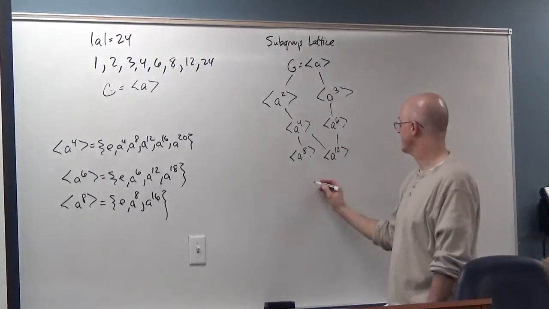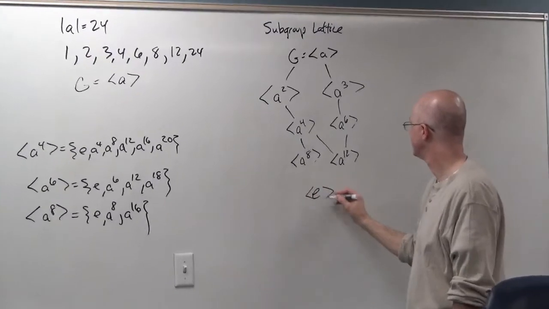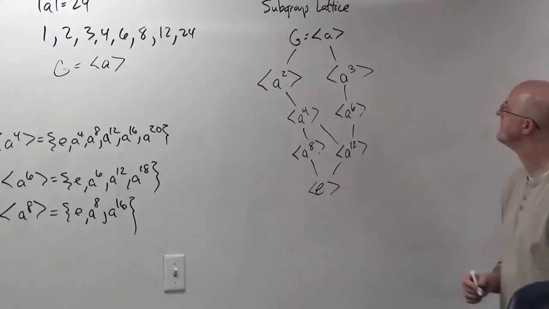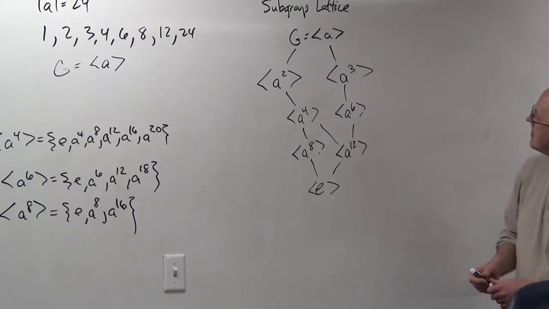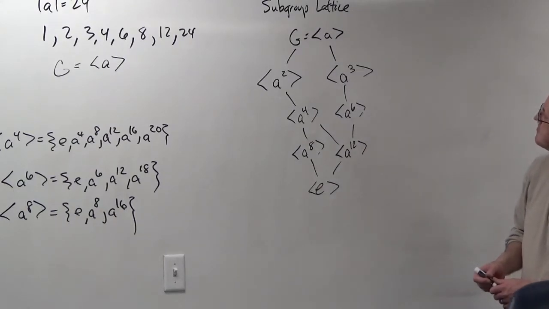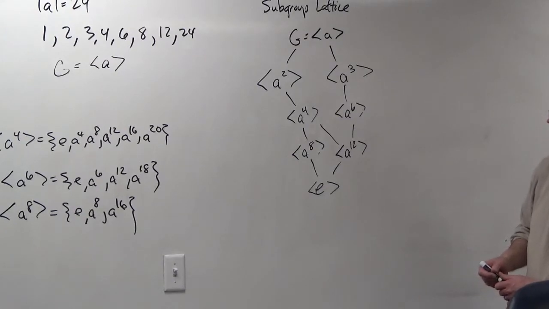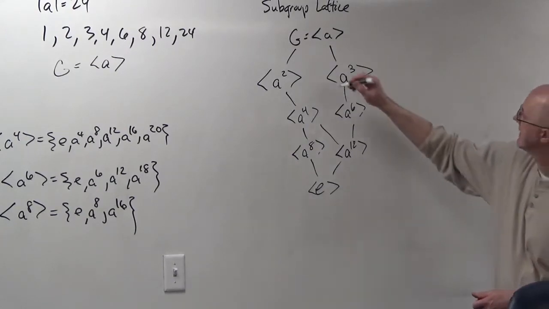Then there's the trivial group down here. Altogether giving us 8 subgroups of the cyclic group of order 24. Am I missing one? Well, isn't A6 a subgroup of A2? Yeah, the cyclic subgroup generated by A6. You're right, thanks. Yeah. I missed that one.